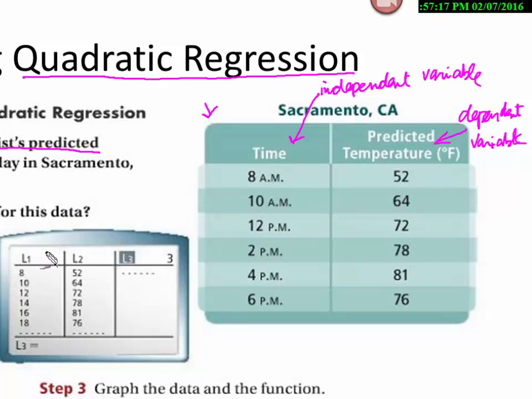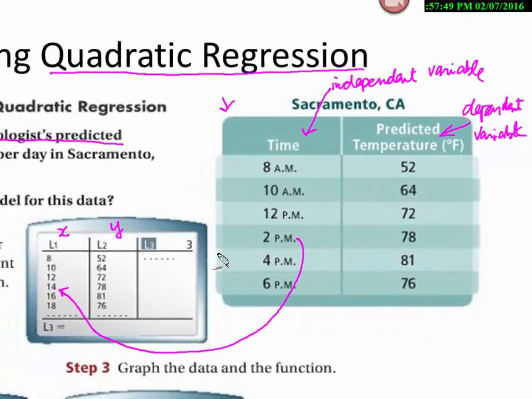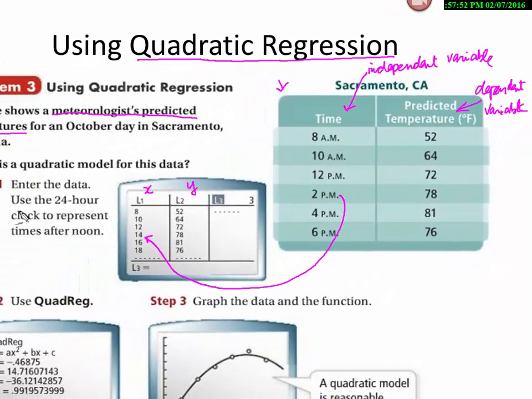So when you enter the data into your graphing calculator, L1 is the x, which is the independent variable, and in this case, it is the time. And L2 is the dependent variable, which is the y, and in this case, it is the predicted temperature. But be really careful when you enter the data right here. After 12 p.m., like 2 p.m., you enter 14 instead of 2, because they're using the 24-hour clock to represent the afternoon time.